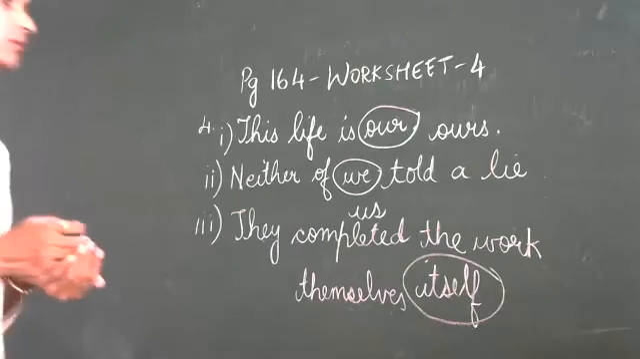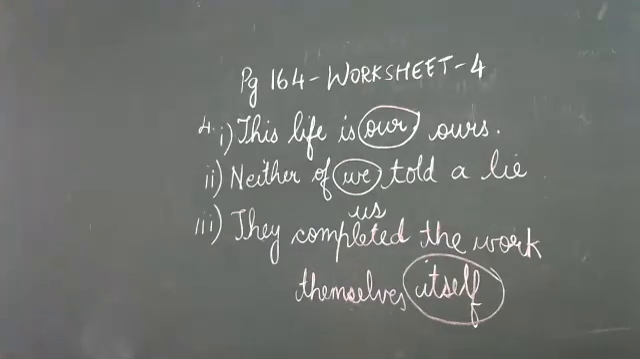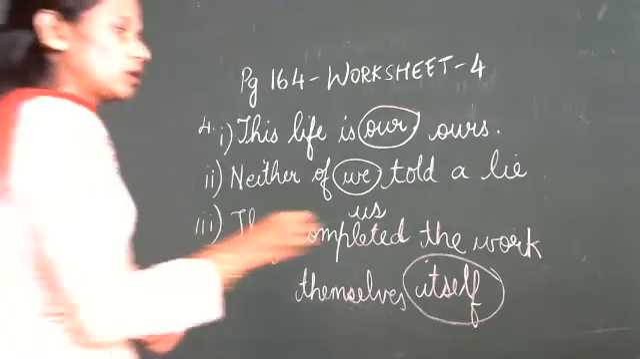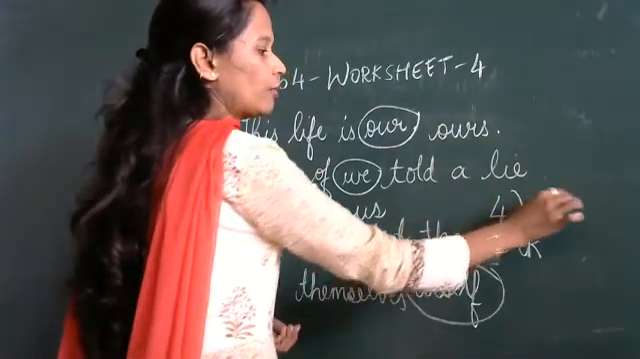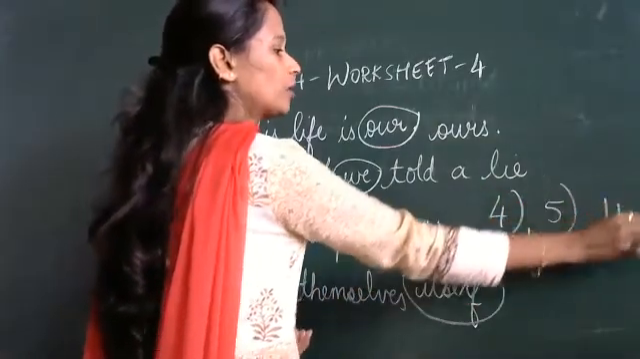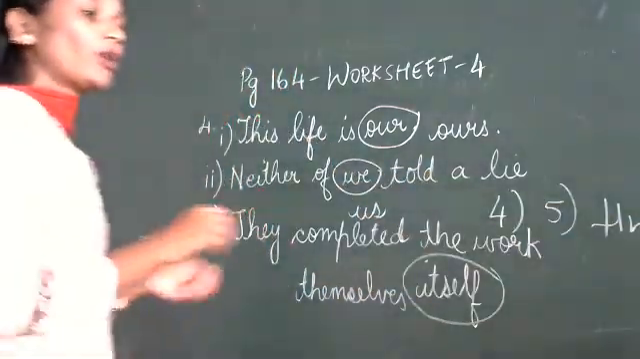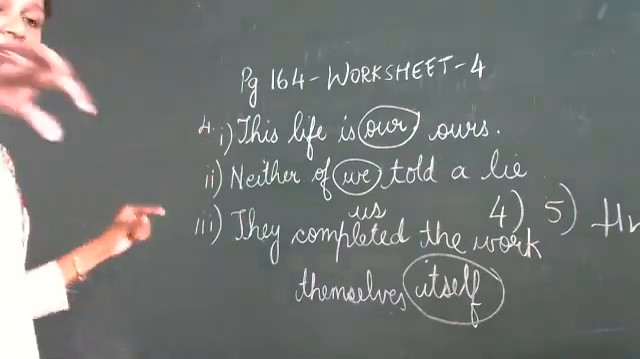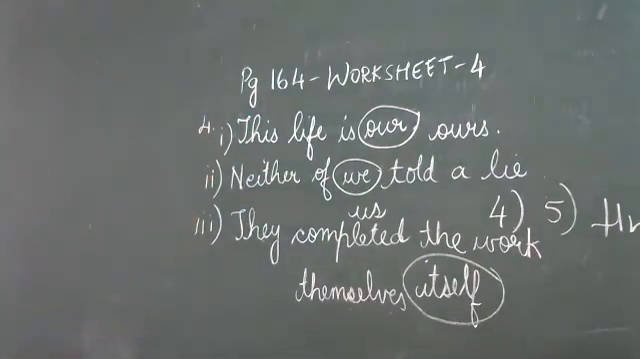Any doubt? Fourth and fifth, write HW. Number 4, number 5, write HW. It is just that you have to underline or circle, and the sentences that are given below, you need to rewrite it.